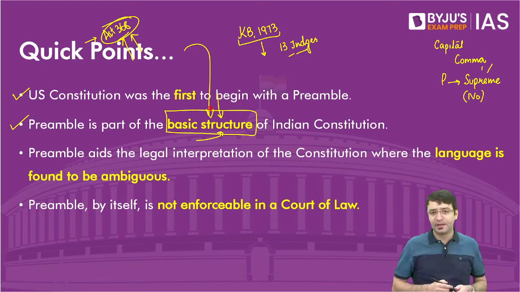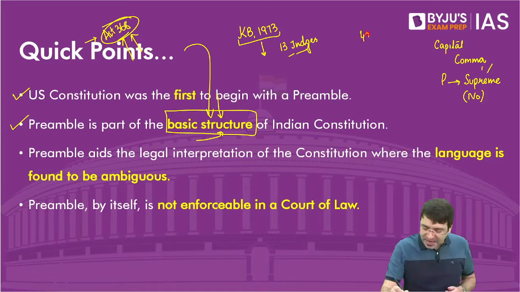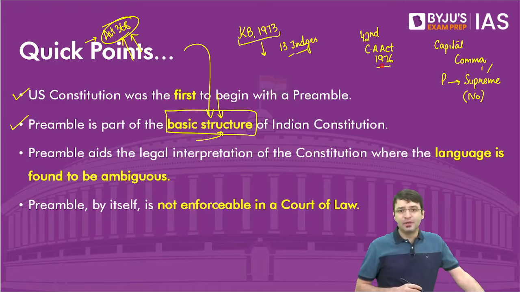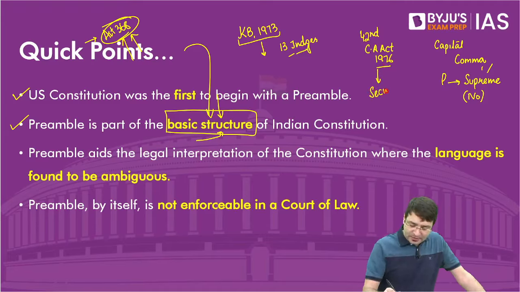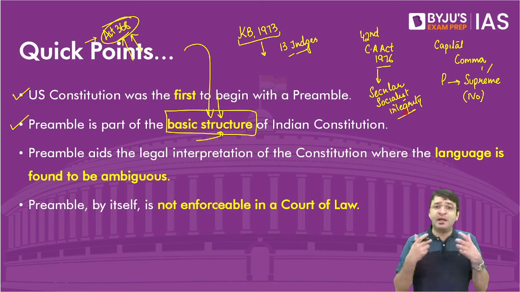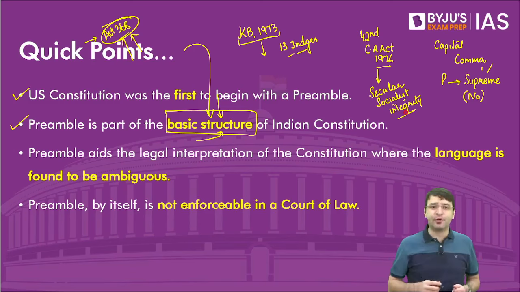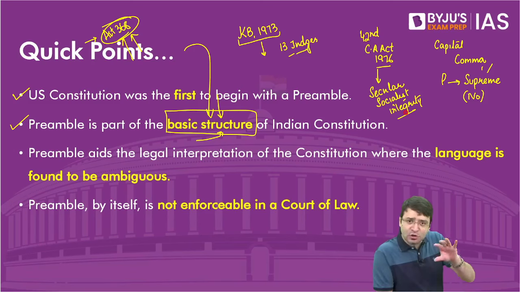But then, sir, what happened through the 42nd Constitutional Amendment Act 1976? When words such as secular, when words such as socialist, when words such as integrity were added to the preamble. Now listen to me carefully. Can we delete sovereign from the preamble? No. Can we delete socialist from the preamble? No. Can we delete secular democratic republic from the preamble? No.